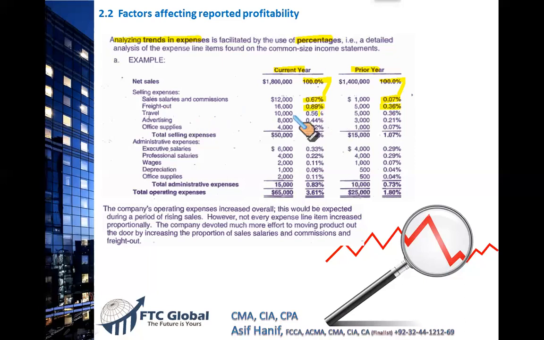Same thing, we have the travel from 0.36 to 0.56. So we can compare the trend in expenses, whether they are proportionally increasing or decreasing, and they will reveal a lot of things. So we can see the company's operating expenses increase overall. And in the breakup, we can see that comparatively sales, salaries, freight out, travels, they have now taken up more of your revenue. They are now a larger proportion of your expenses than the previous period.